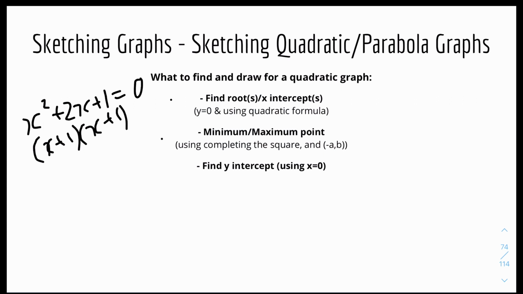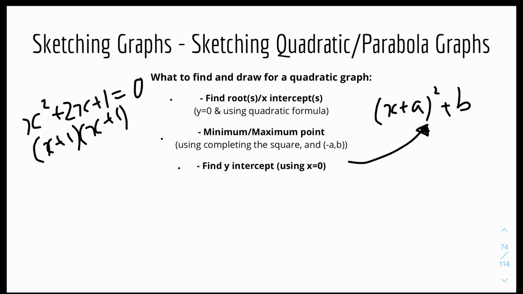Number 2, find the minimum or the maximum point. What you can do is use completing the square to get an equation in the form x plus a squared plus b, and the maximum or minimum turning point will be minus a, b. Of course you can use differentiation for this, but we haven't learned differentiation here, so don't worry about it. And number 3, find the y-intercept using x equals 0.